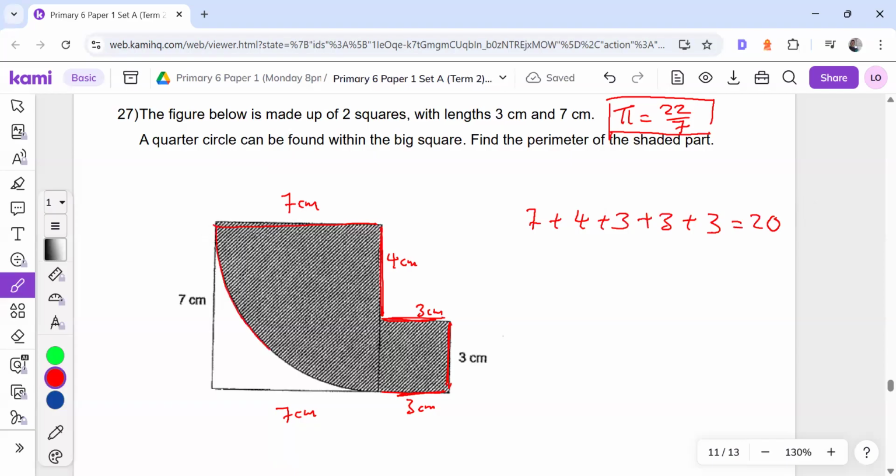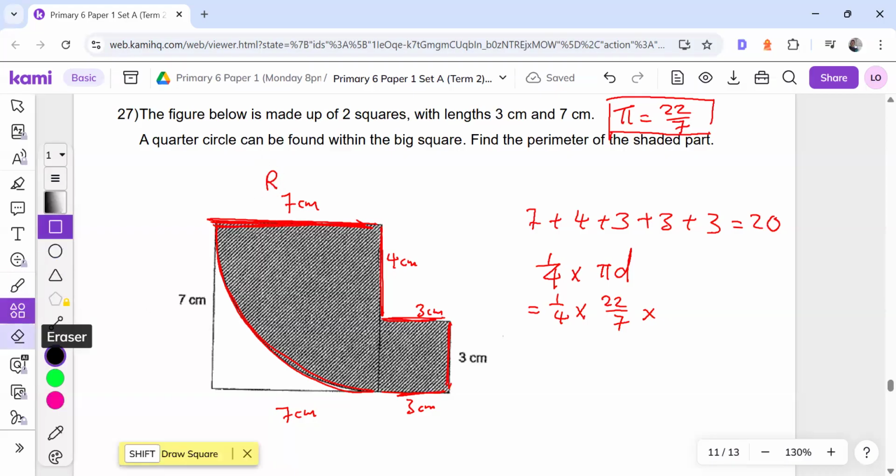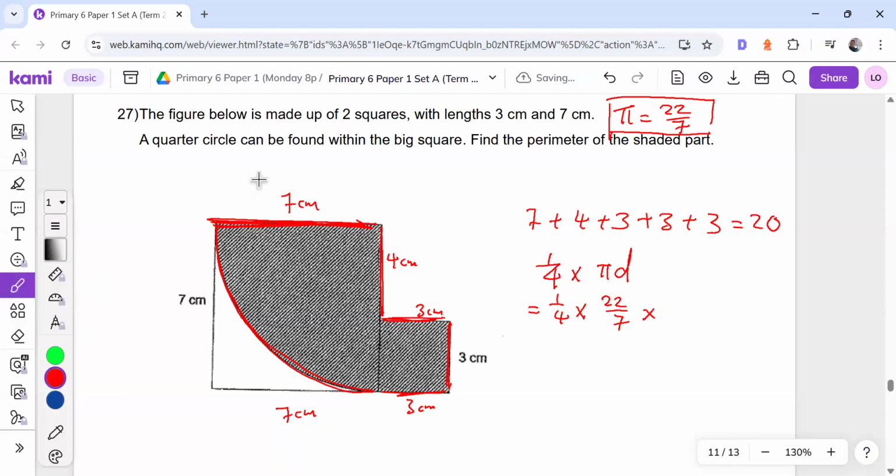Then you need to find this one, which is a circumference. So 1/4, because it's a quadrant, times pi d. Pi d is the formula to find circumference. Okay, 1/4 times pi. Pi is 22 over 7. What's the diameter? What you see is a quadrant. So this side is called radius, a small letter r. So if this side is called radius, then how do you get the diameter? Diameter you just times 2. If you have a radius, you times 2. So 7 times 2 become 14.